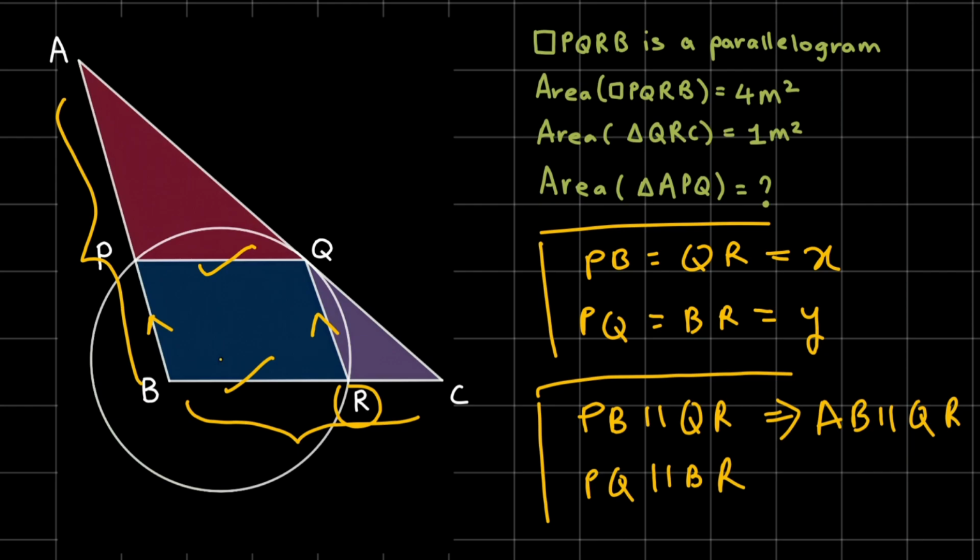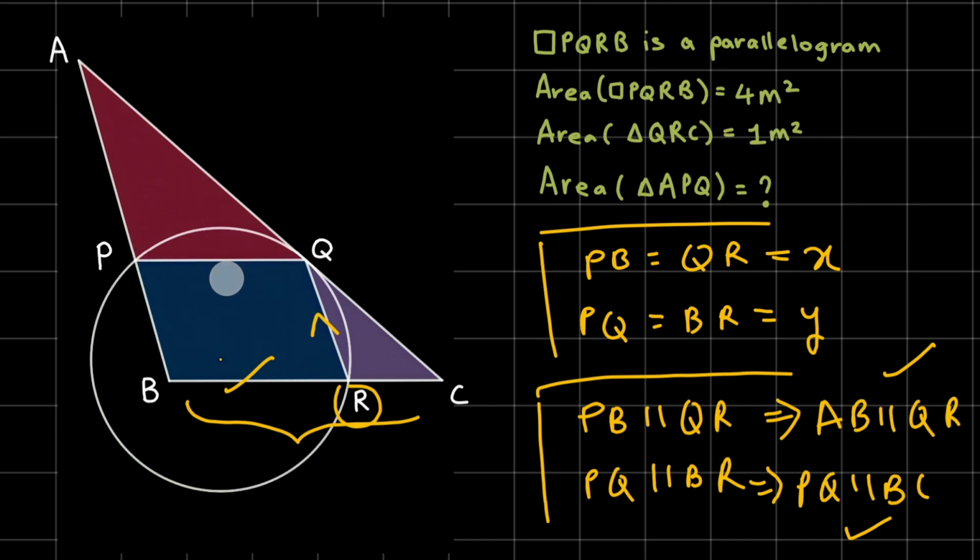So if PQ is parallel to BR, this implies PQ is also parallel to BC, and these two cases are happening because of the construction of this diagram, in which it was clearly mentioned that the point P and the point R lie on the line segments AB and BC. Okay, so let me just mark these things in the diagram. That is, the complete line AB is parallel to QR and the complete line BC is parallel to PQ.